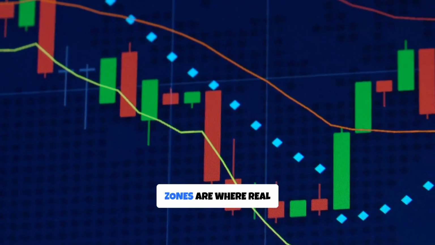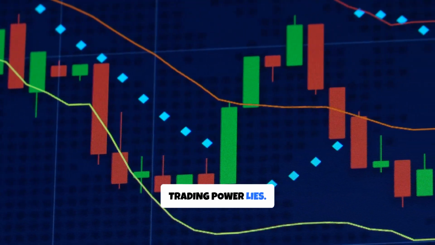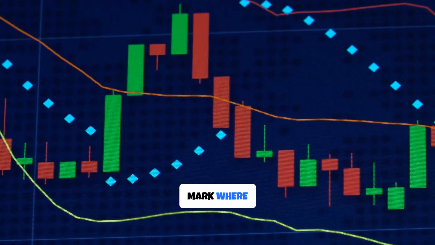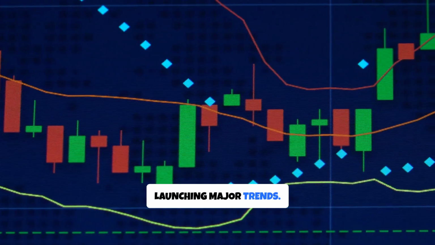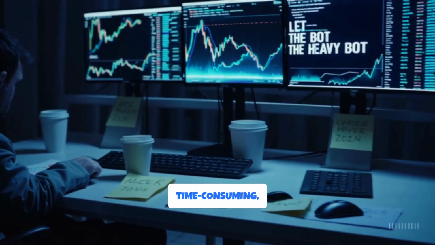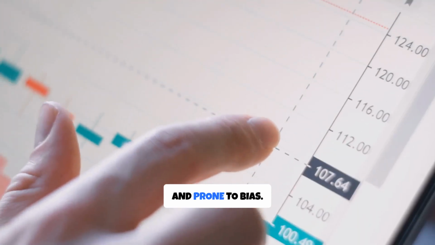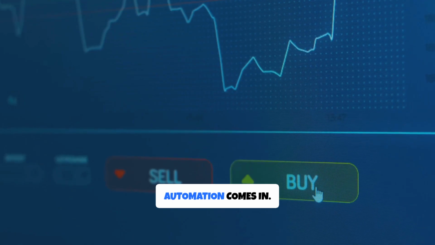Supply and demand zones are where real trading power lies. These areas often mark where institutions step in, driving price reversals or launching major trends, but spotting them manually is time-consuming, inconsistent, and prone to bias. That's where automation comes in.